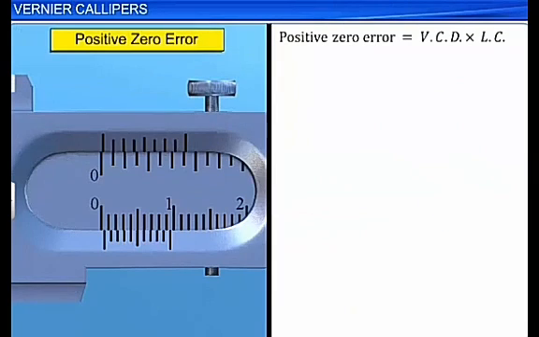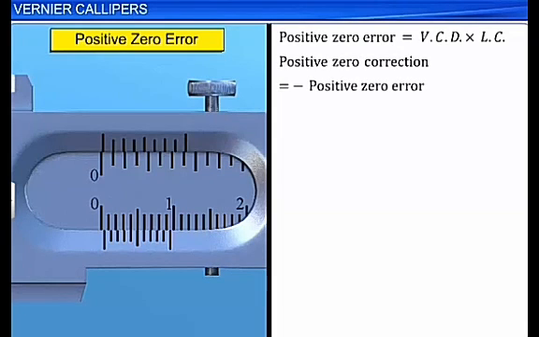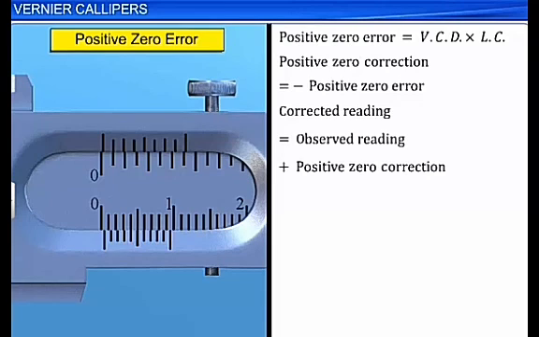The positive zero error is equal to the vernier coinciding division into least count. The correction for a positive zero error is equal to minus of positive zero error. To get the correct reading, the correction should be added to the observed reading. Thus, corrected reading is equal to observed reading plus positive zero correction.